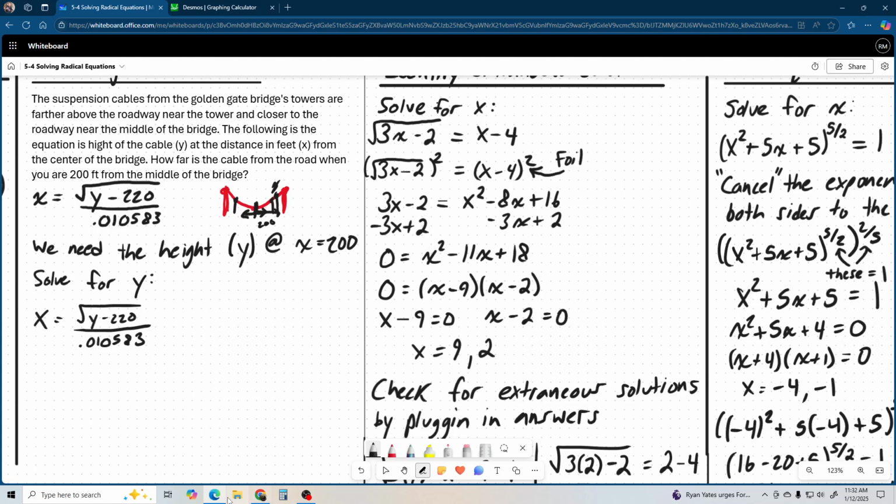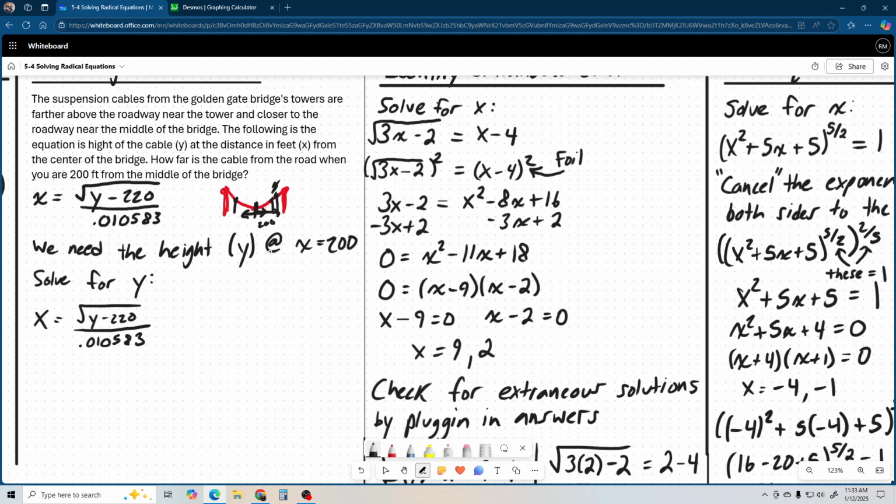Okay. So this is our equation. x equals the square root of y minus 220 over 0.010583. All right, fun. So let's go ahead and do it. So first of all, we're trying to find the height, right? We know that x is going to equal 200, but we need to find the height where x equals 200. So we could either plug in 200 for x and just solve for y, or, which in my opinion makes more sense, let's just solve for y in terms of x, and then plug x in at the end. That way we don't have to plug in all these huge numbers and work with a bunch of stuff. So let's just solve algebraically for y, and then once we solve for y, let's plug in 200 for x. I think that's a reasonable approach here.